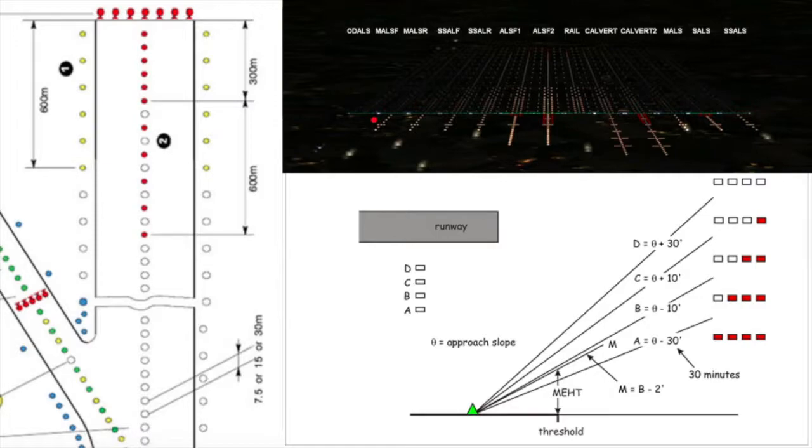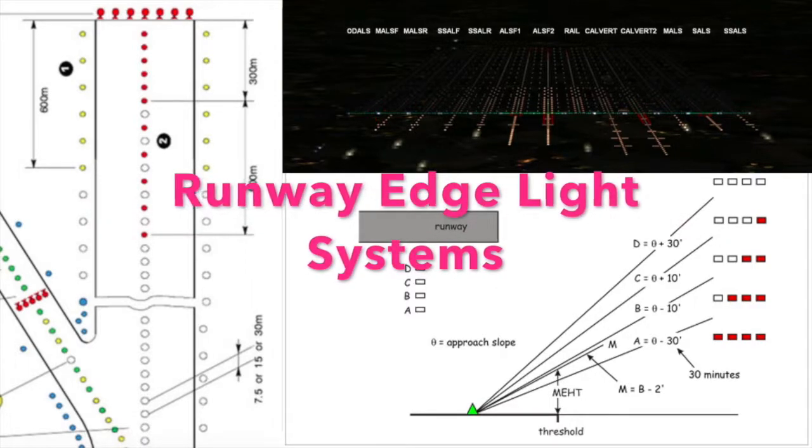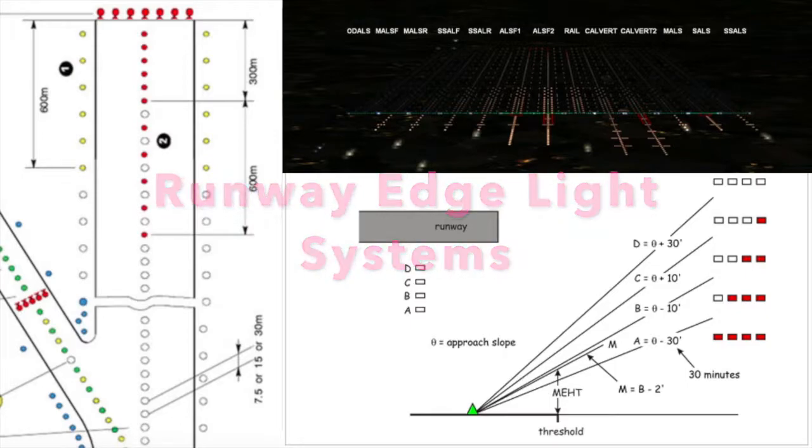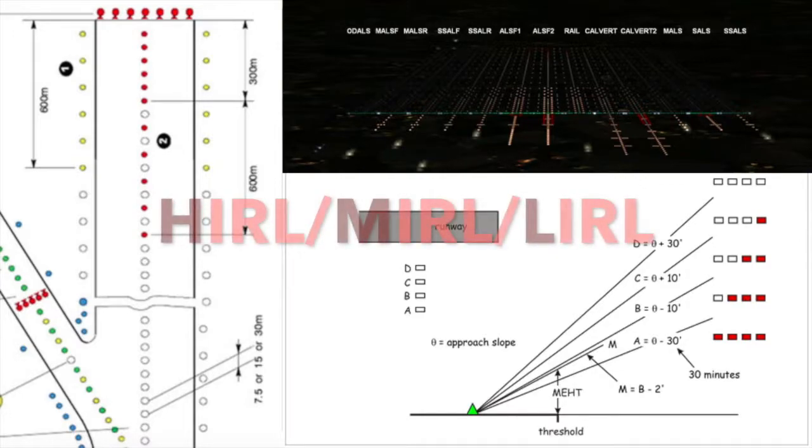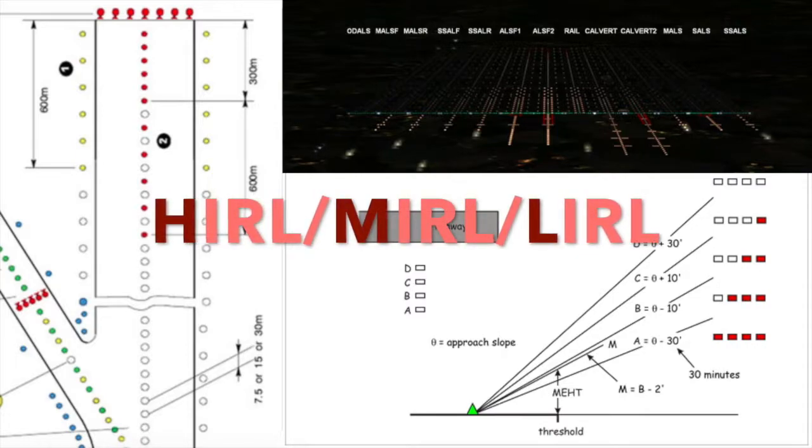The second light we're going to talk about is called runway edge light systems. The runway edge lights are steady white lights on the edges of the runways. On instrument runways, the white lights change to yellow during the last 2,000 feet, or half the runway length, whichever is less. And then they turn red as the aircraft reaches the end of the runway.